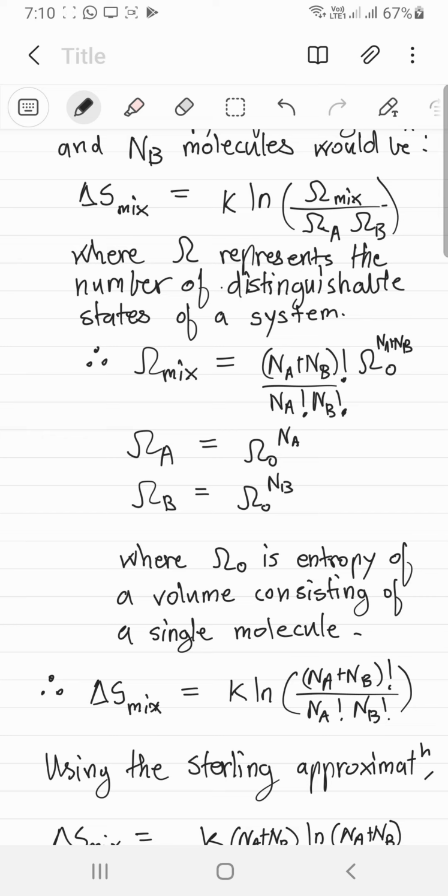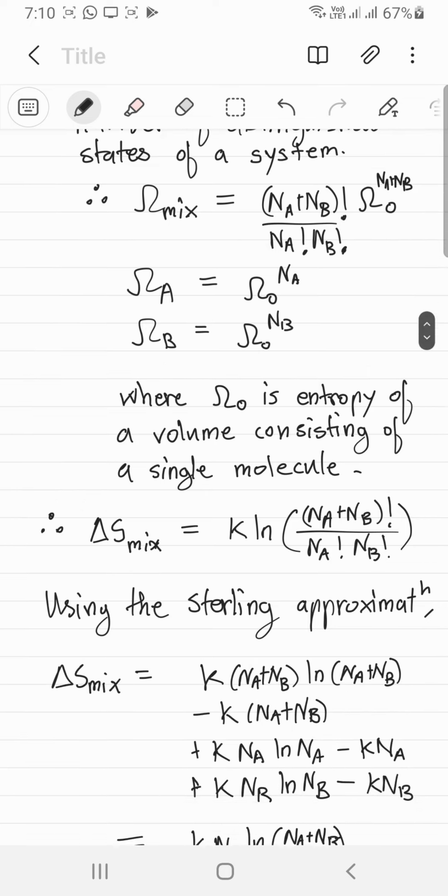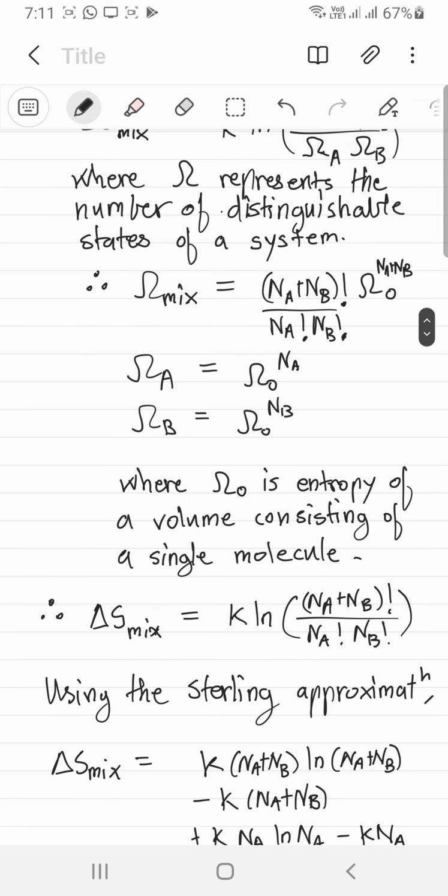You just consider a lattice of A and B molecules, and then just find out all the arrangements that the molecules can take. So for simplicity we'll just talk about the distinguishable arrangements, because even if we talk about indistinguishable ones, where we name all of the molecules, it will still turn out to be the same thing, because those permutations will cancel out each other. So don't worry about that. So what I'm saying, omega mix.